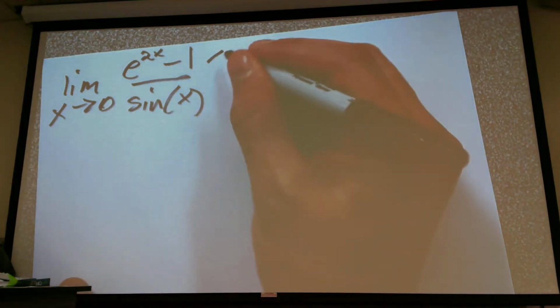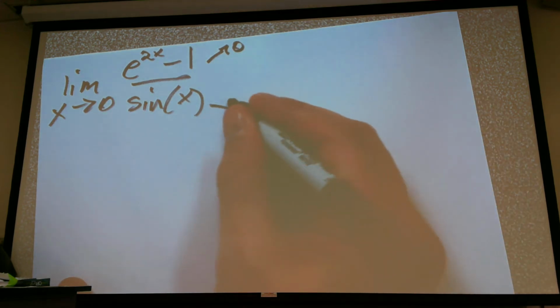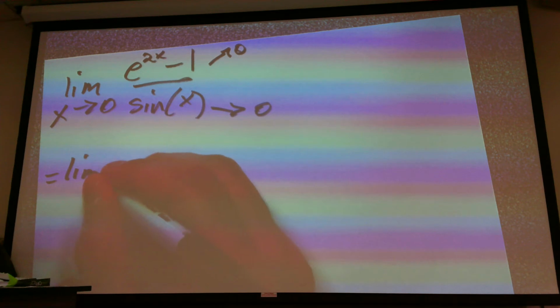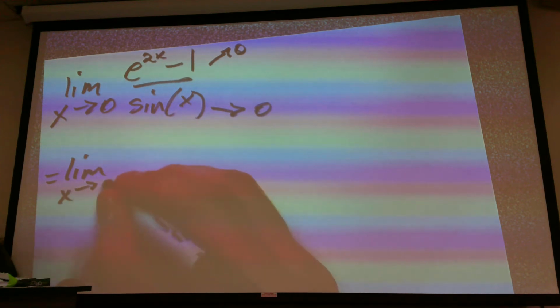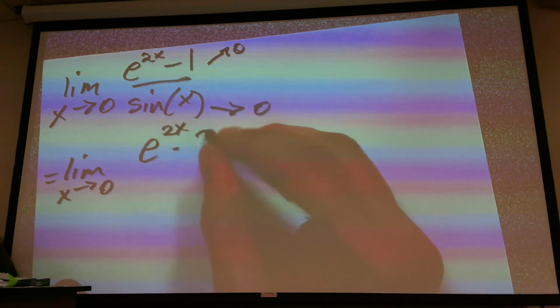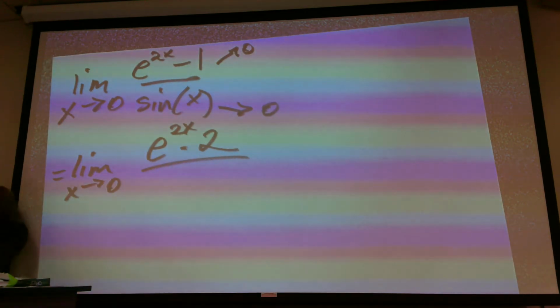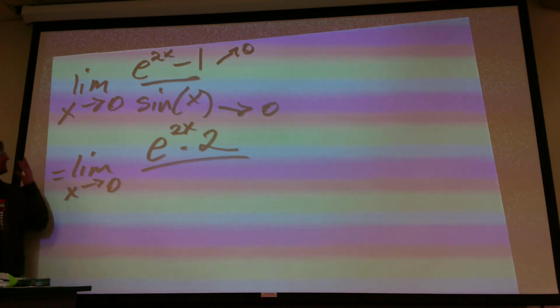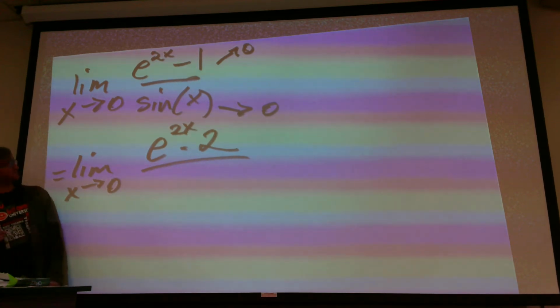So I would say this goes to 0, that goes to 0. That's going to equal the limit as x tends towards 0. Now, the derivative of e to the 2x is e to the 2x now times 2. And the derivative of negative 1, well, that's just 0, so it's going to go away.